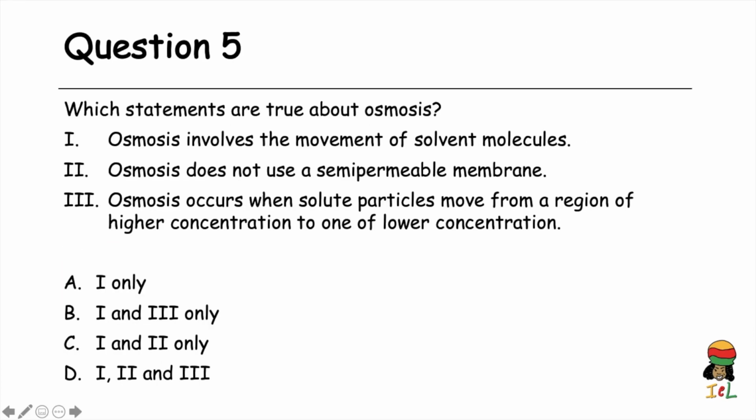Question 5. Which statements are true about osmosis? 1. Osmosis involves the movement of solvent molecules. 2. Osmosis does not use a semi-permeable membrane. 3. Osmosis occurs when the solute particles move from a region of higher concentration to one of lower concentration. And our answer options are A. 1 only, B. 1 and 3 only, C. 1 and 2 only, D. 1, 2, and 3.